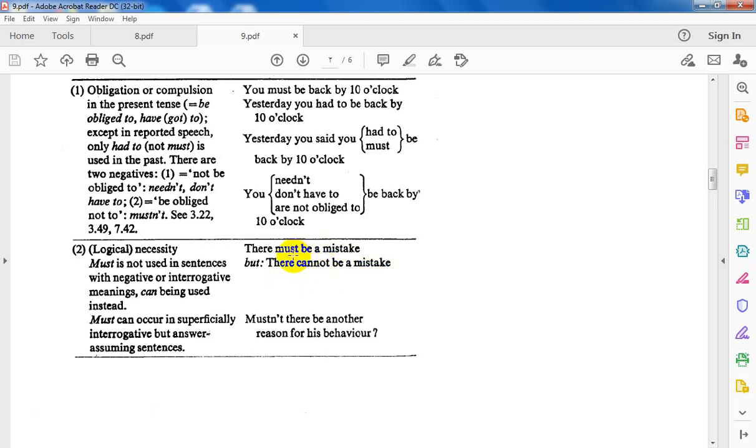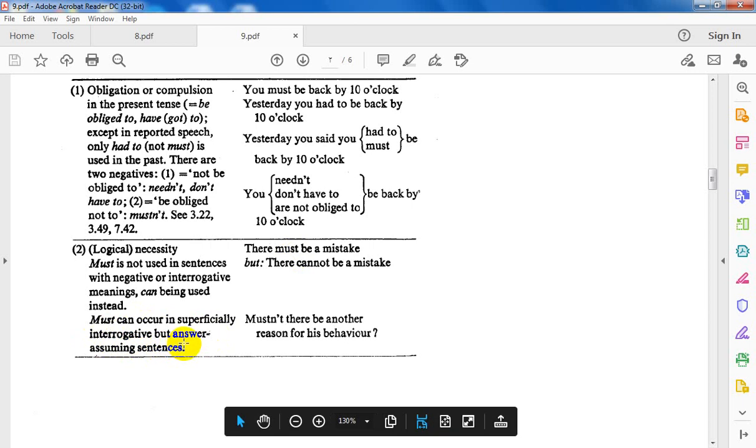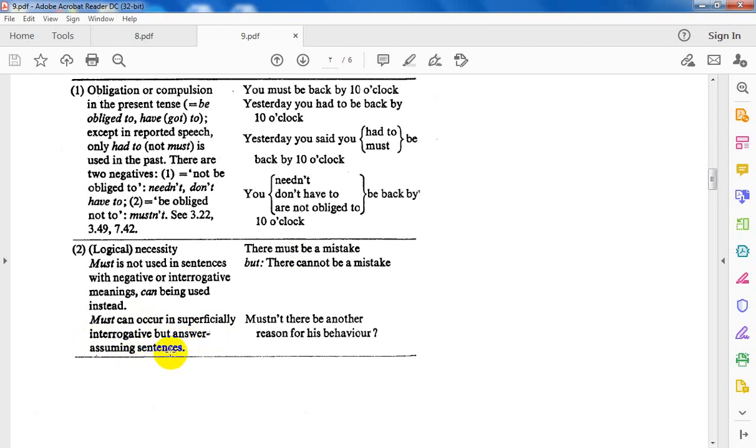Why? Because mustn't or must cannot be used with negative and interrogative sentences. But there is an exception. Must can occur in superficially interrogative but answer assuming sentences. What does it mean? Interrogative means question. What does it mean, answer assuming sentences? It is a sentence or a question in which the answer is assumed from the question itself.